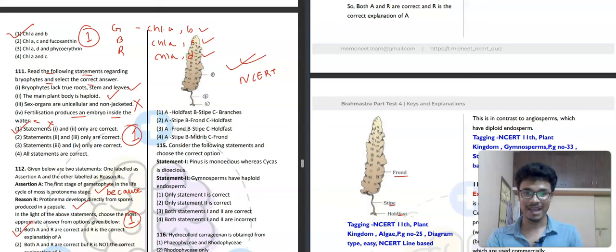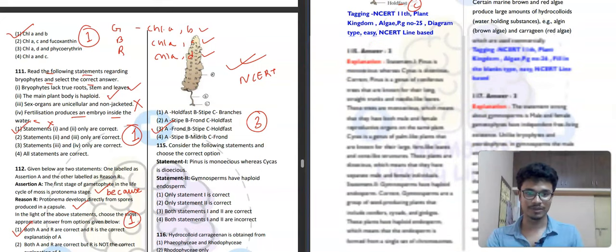Here A is basically the frond, B is the stipe, and C is the holdfast. So the third option will be our correct answer for this question. Moving towards the next question, 115.